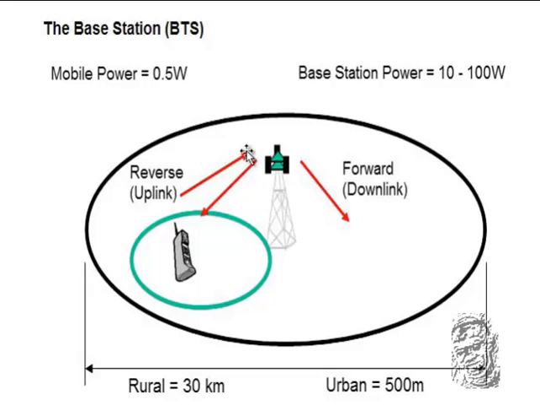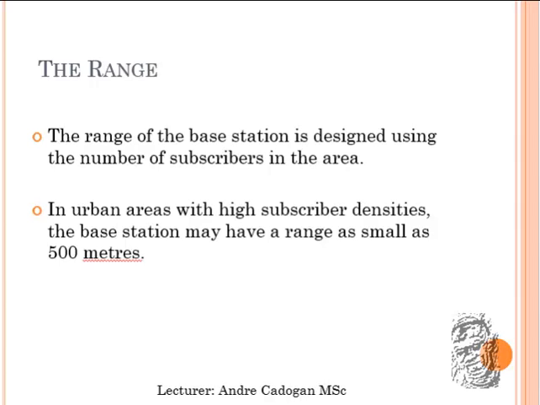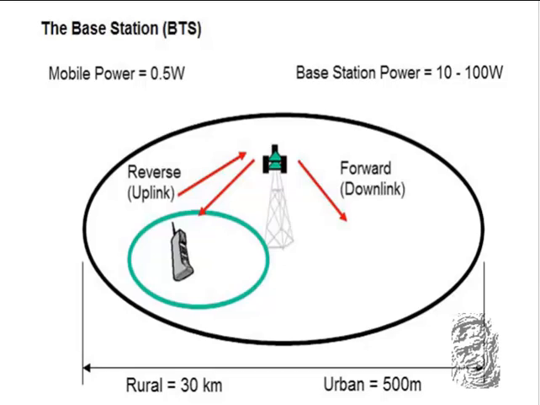There's a reverse uplink here, and then your downward link, that is the downward link that will send the transmission back to your mobile cellular phone. So the range of a base station is designed using the number of subscribers in the area. So we're going to talk about that in terms of urban areas, with high subscriber densities. The base stations may have a range as small as 500 meters because it's urban. There's a lot, like Port of Spain, for example, right?